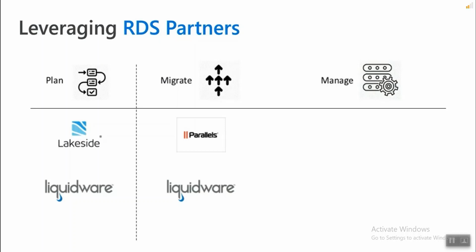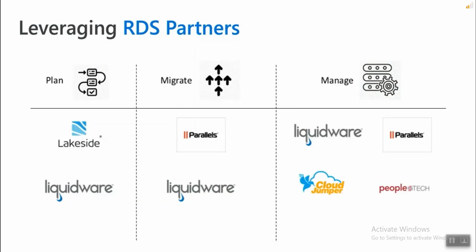And then during the management phase, we have CloudJumper, PeopleTech, Parallels, Liquidware, all of them helping out during the management phase. So if you, for example, have CloudJumper as a management platform with your on-prem environment, you can continue using it in Windows Virtual Desktop as well as RDS environments on Azure. So these are actually just examples of RDS partners. We have a lot more RDS partners that you can find in Partner Central.